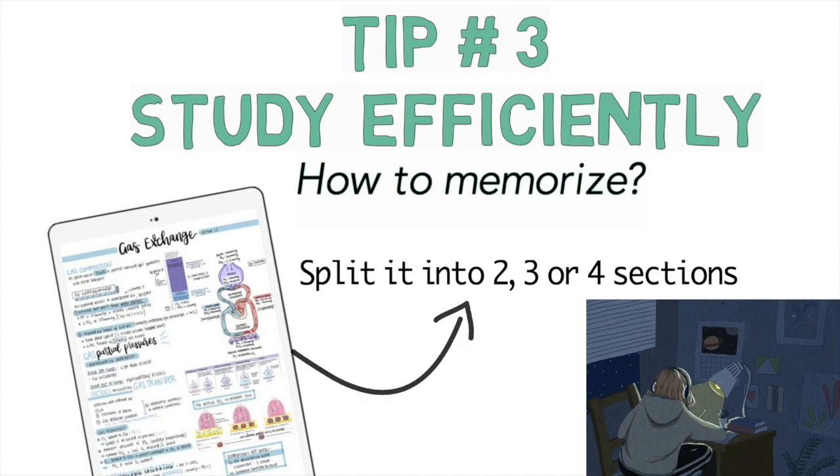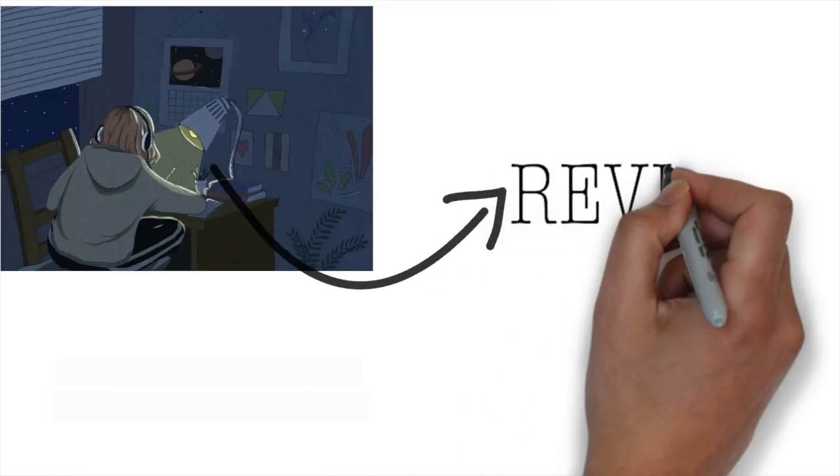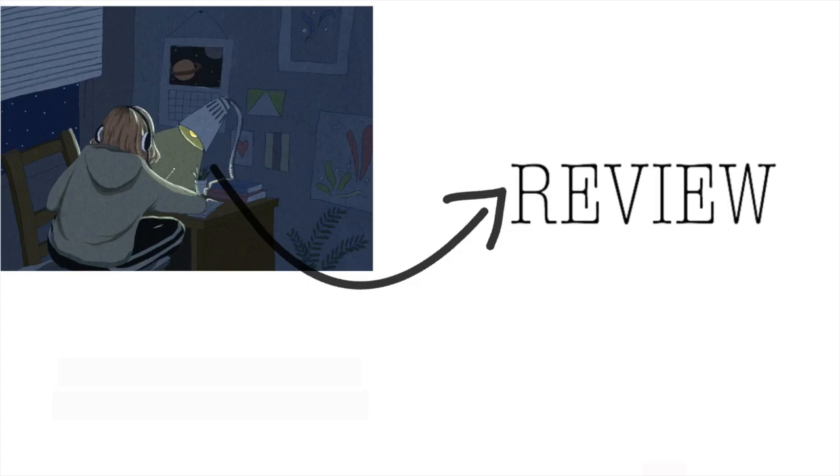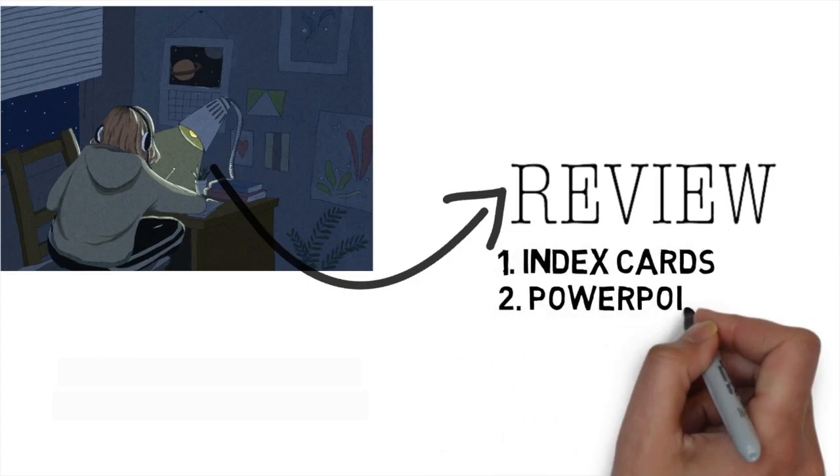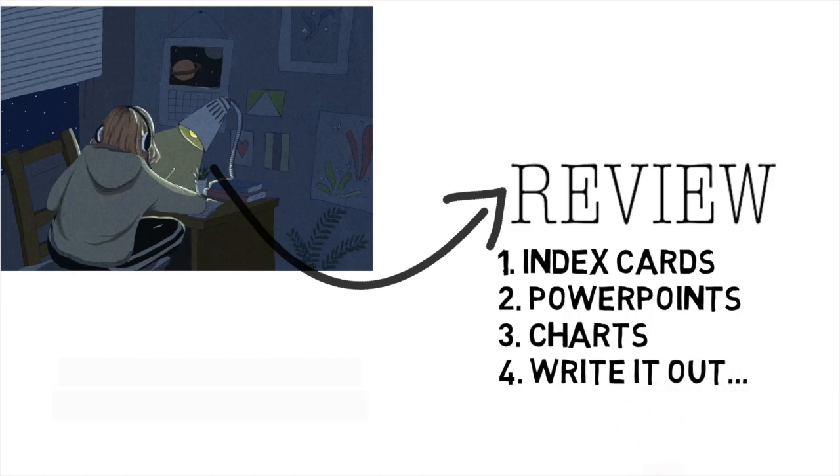Because remember, pharmacology and anatomy are two things that are very heavily dependent on rote memory. So in these cases, I actually endorse using mnemonics or really any method you can possibly find to memorize these things. And as you're memorizing, make sure you're making a review on the side. Now, this review can be done in the form of index cards, PowerPoints, chart, if you want to write it out, whatever you like. Just make something that you can use later to test yourself.